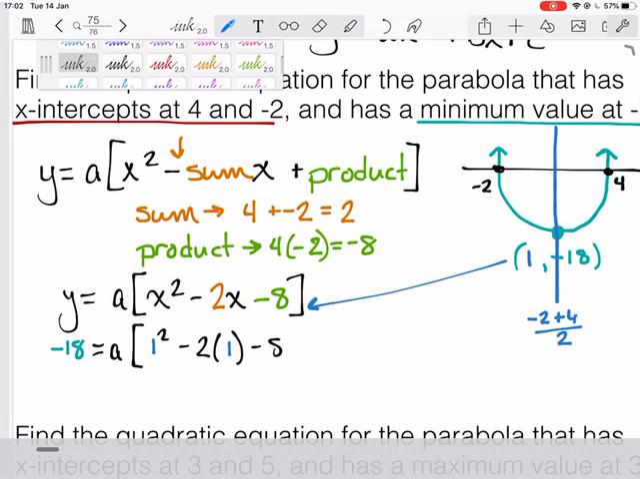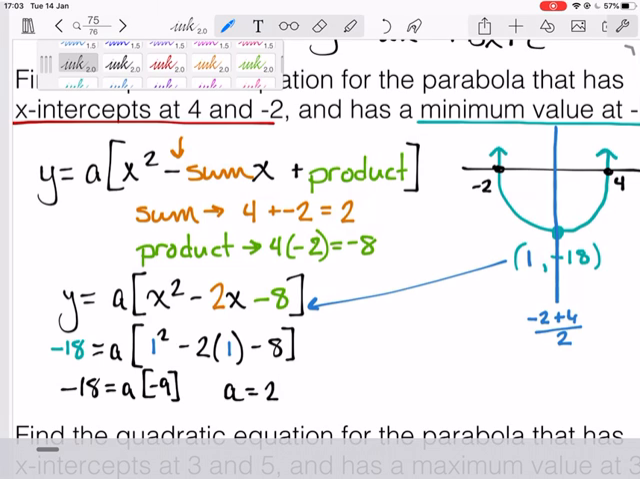And then minus my 8. So 1 squared will give me positive 1. 1 minus 2 will give me negative 1. Negative 1 minus 8 would give me negative 9, so I have negative 18 equal to a times my negative 9. My a and my negative 9 are multiplying, so we would divide that over, and my a would end up being a positive 2.